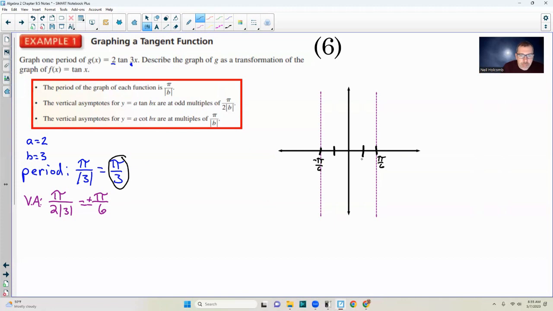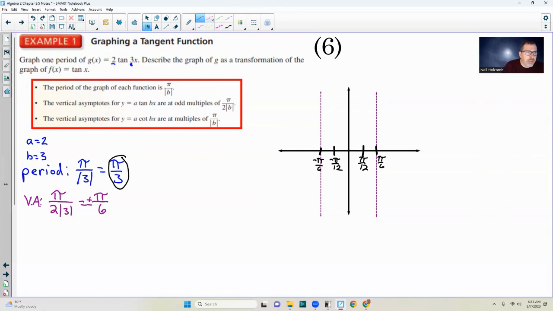So we then want the midpoint. Well, half of pi over 6 is pi over 12. And this would be negative pi over 12. Okay, so that's the first step. Find the period, find the asymptotes, and do a midpoint from the center origin over.